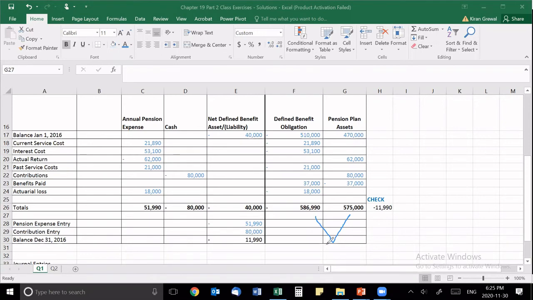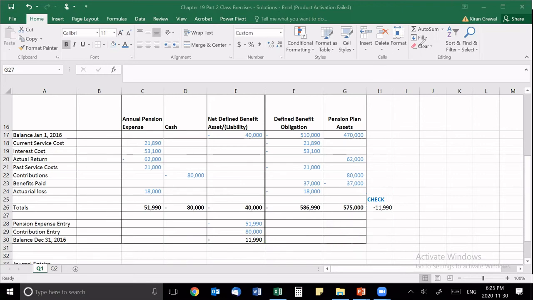575, we take the difference, it's going to give us a negative 11,990, which matches our negative 11,990, right? So the net amount of your asset and liability should match what you ended off with in your net defined benefit asset or liability account there. So that's what this quick check is for. So you can just check if you did it correctly, if everything went in the right spots. If this check was a different number, then you did something wrong. So you can go back and check where you went wrong.